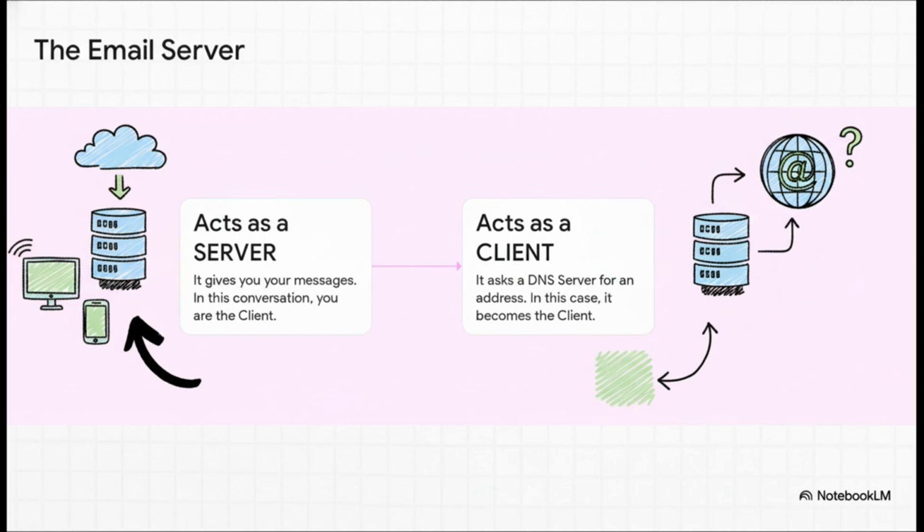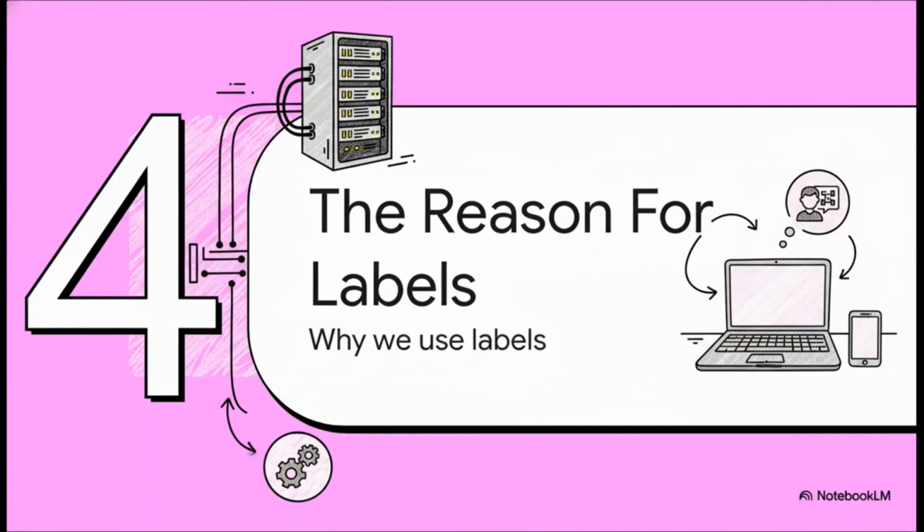But for that server to send an email out to someone else, it first needs to know where to send it. So it turns around and asks another server, a DNS server, which is basically the internet's giant address book. Hey, where does this go? Now, in that conversation, your email server is the one asking. It's become the client. See? A total double agent.